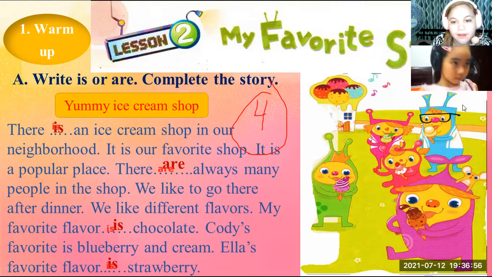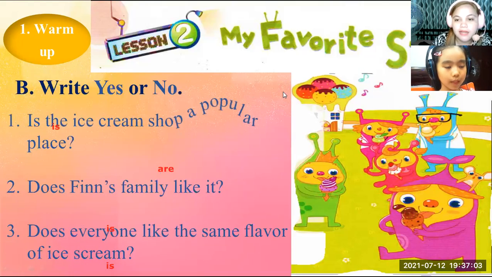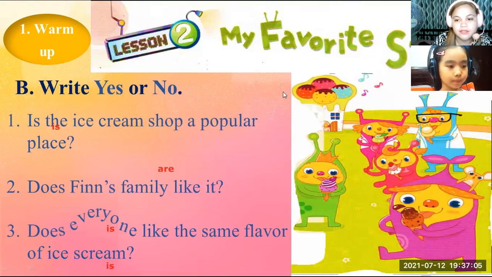Okay, so very good, Akiko. You got a perfect score here. That's 4 points. All right, so now, Akiko, you don't have to write, okay? Just say if it's yes or no. Okay, number one, Akiko.